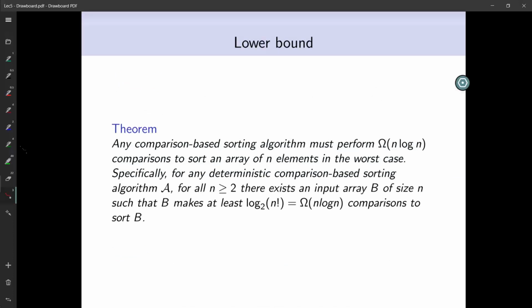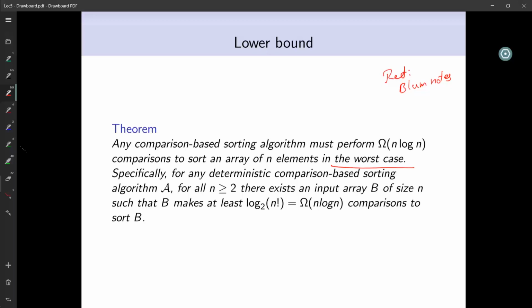So this is the formal statement. For today's lecture and for this statement, the notes are Avrim Blum's, I think the third in the sequence. Let me just read out the formal statement. Any comparison based sorting algorithm must perform omega n log n comparisons to sort an array of n elements in the worst case. This is very important, in the worst case.